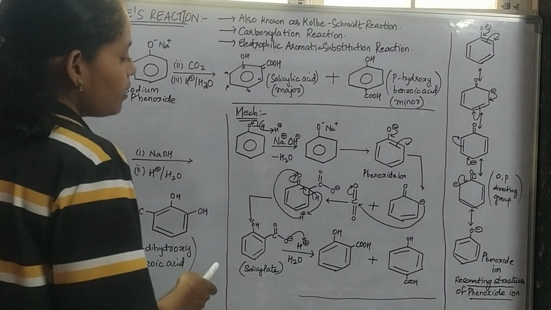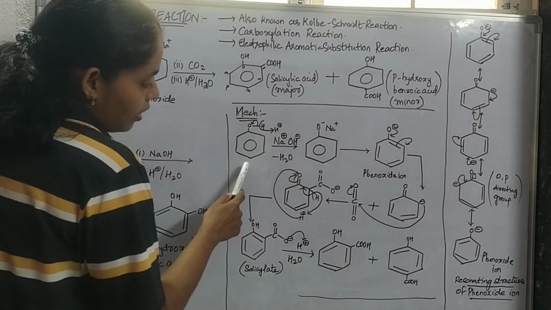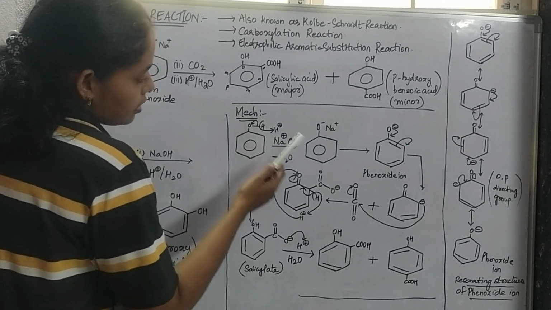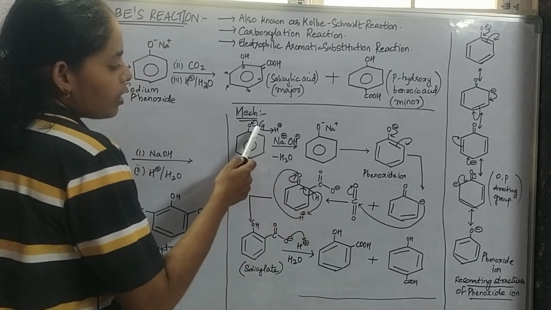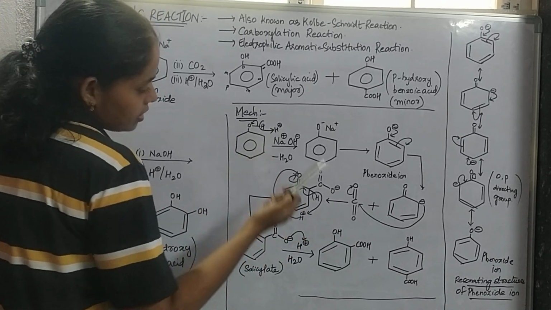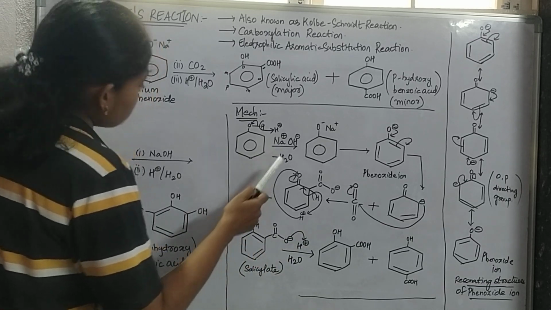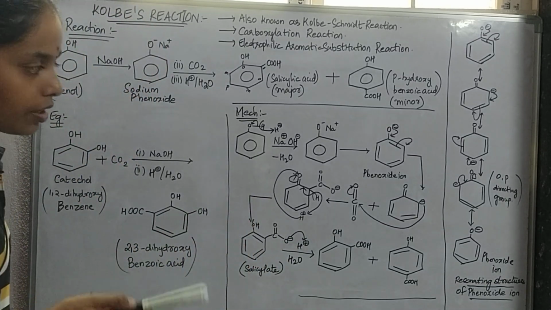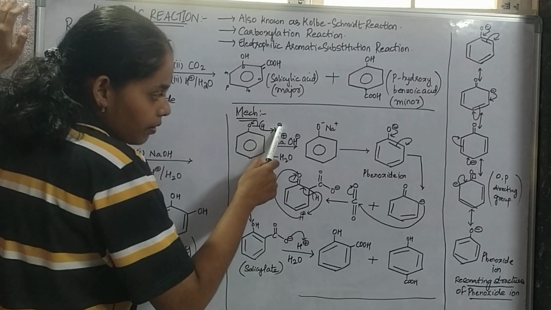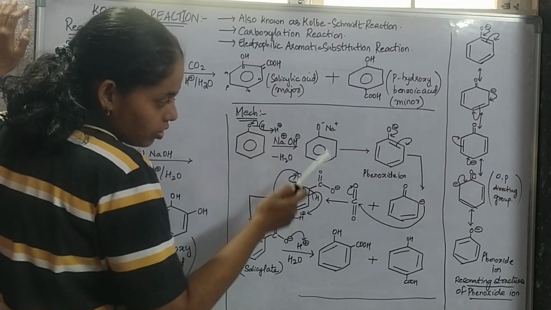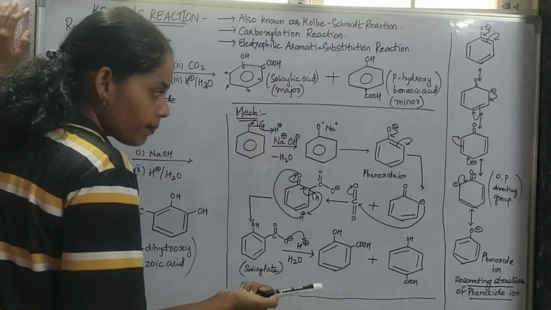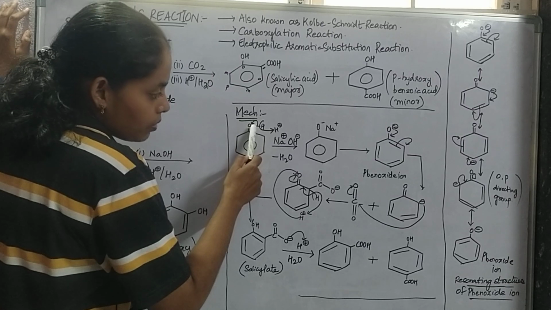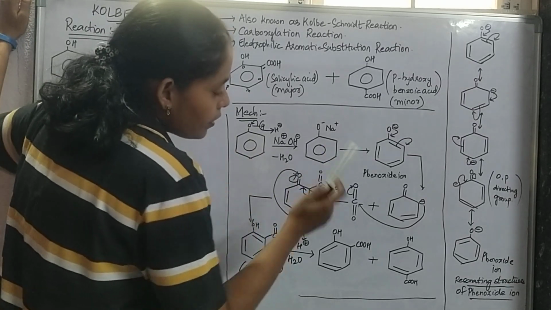So first here we have taken phenol. In phenol, oxygen, as it is highly electronegative, will take electrons from hydrogen, leaving hydrogen as H plus. Now this phenol, as I said, is reacting with the strong base NaOH. The H plus will form a bond with the negatively charged hydroxy group and will leave as H2O. Now this Na plus and O minus will form sodium phenoxide.